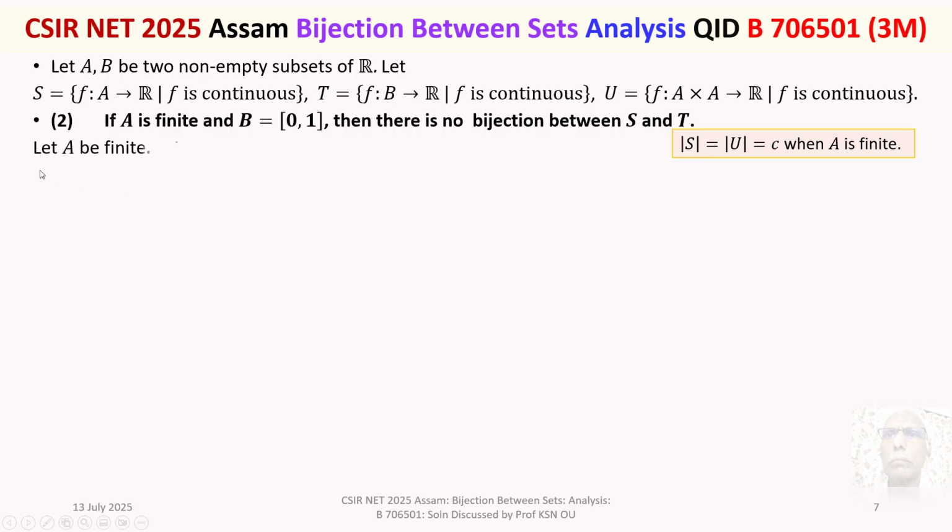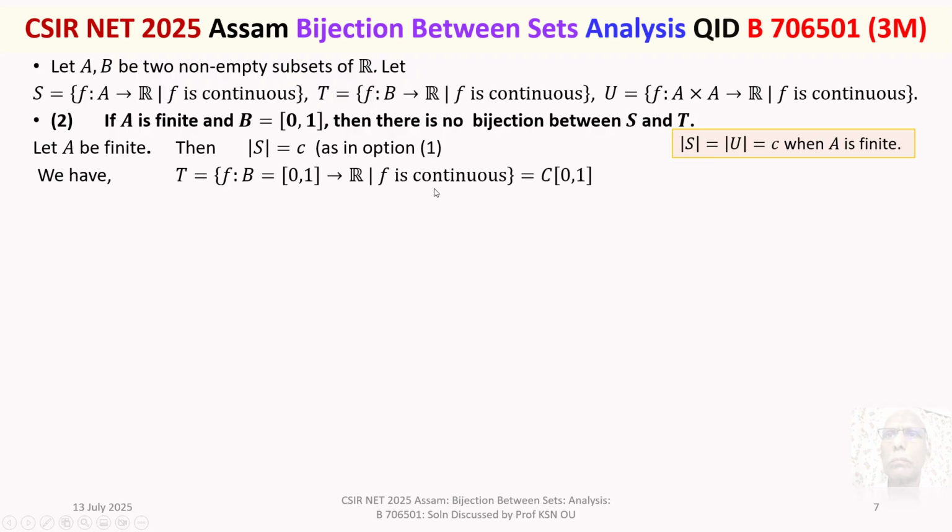Now let us see. Let A be finite. Then the cardinality of S is C when A is finite. Now T is the set of all continuous real valued functions defined on B, the unit interval 0 to 1. This is precisely C[0,1], what we have studied in our MSc classes: continuous real valued functions defined on the closed interval 0 to 1.